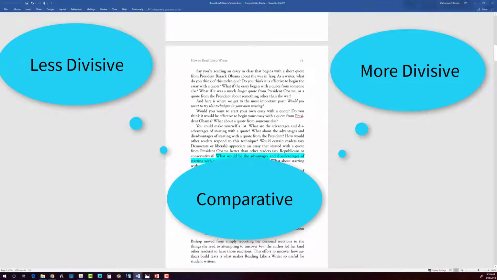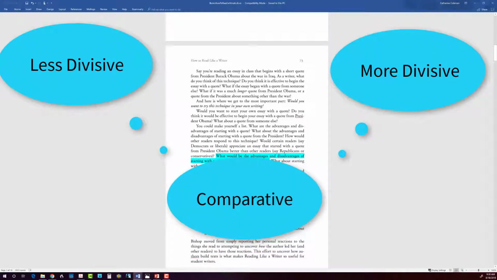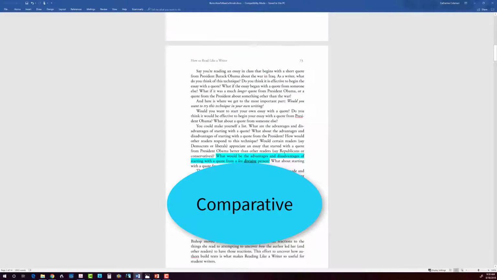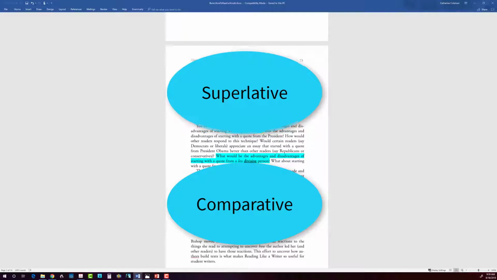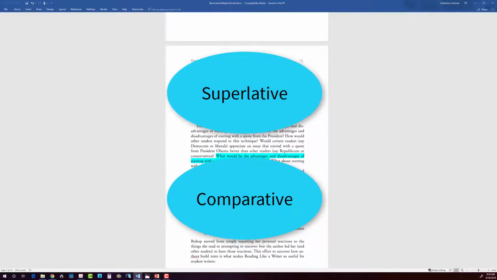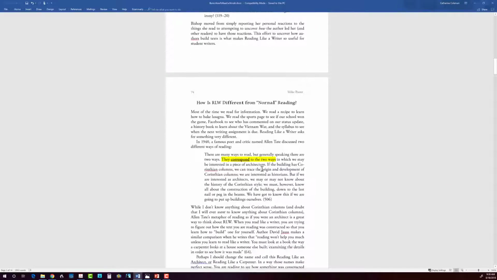We're comparing one adjective to another, a less divisive person or a more divisive person. And you'll remember with your adjectives we have both the comparative and the superlative forms, so if you're not sure about that, you'll want to review that. Then we're moving on to correspond.